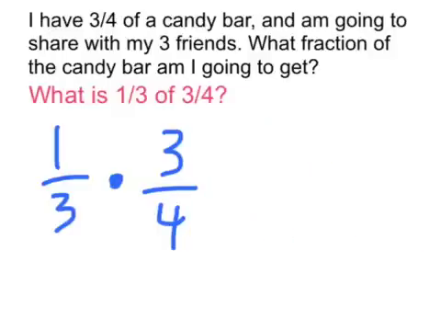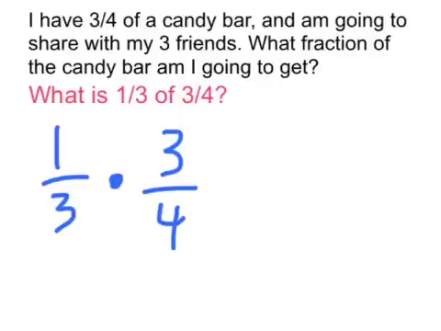Now very quickly, I want to show you another method where we can simplify actually before we multiply. You might have heard of this. Some teachers call it cross-canceling. I prefer to call it cross-simplifying. And what we're going to do here is look diagonally. 1 and 4 do not have a common factor greater than 1. But 3 and 3, of course, do have a common factor that's greater than 1, a number that you can divide both of those by. You can divide them both by 3.